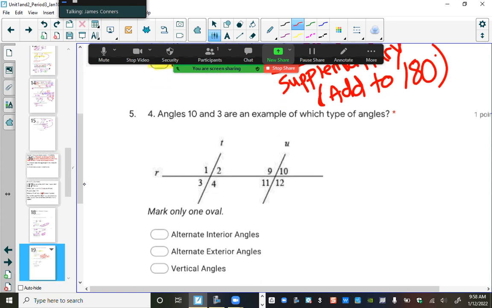What about 10 and 3? Look where they are. Gotta be careful. They're not quite vertical. Are they alternate exterior? Say it again. Alternate exterior? Why? They're both out. Mm-hmm. Okay.